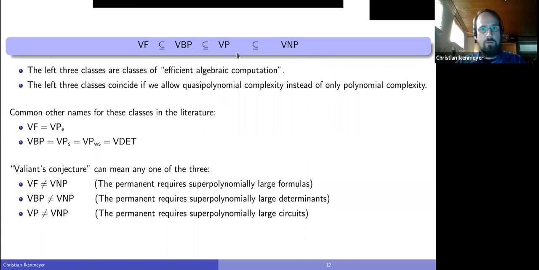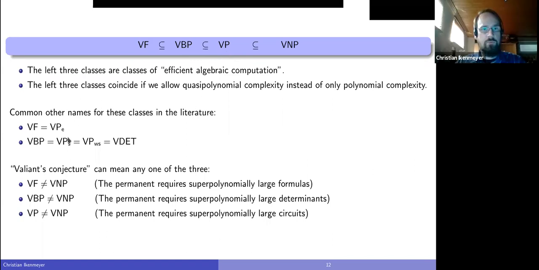And so the 3 on the left-hand side are the classes of efficient algebraic computation. And this one is some equivalent of NP or sharp P, if you want. And the 3 on the left, they actually do coincide if you allow quasi-polynomial complexity instead of just polynomial complexity. So they will be very difficult to separate.